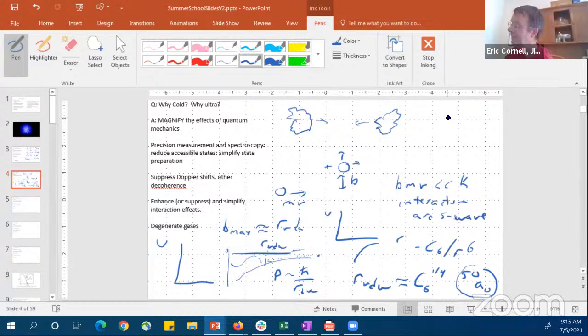It depends on the species. It depends on how large this interaction term is. It depends on the mass of the atom also. But it works out to maybe 300 microkelvin. So for T below 300 microkelvin, we have S wave only.